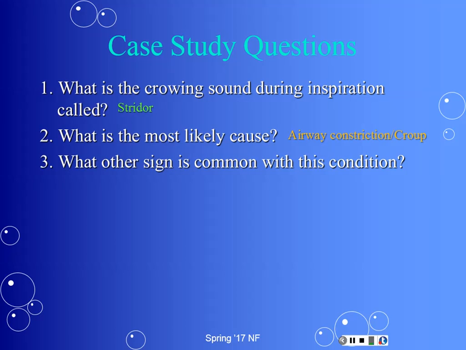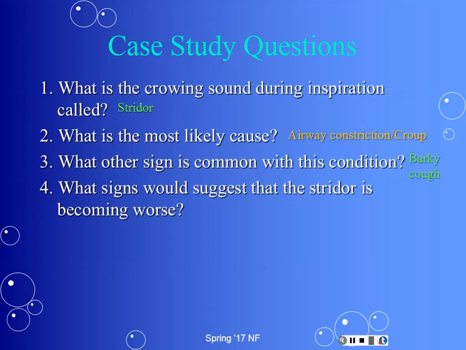What other signs are common with this condition? Barky cough. These are the kids that have that seal bark cough. And then some of y'all were answering this. So what signs would we worry about? If our kid starts to have a barky cough and then they're having stridor, what other signs would suggest that the stridor and the respiratory distress is becoming worse? Retractions, increased work of breathing, increased respiratory rate, followed by, if it starts to decrease, decreased LOC, and cyanosis, which is a late sign.